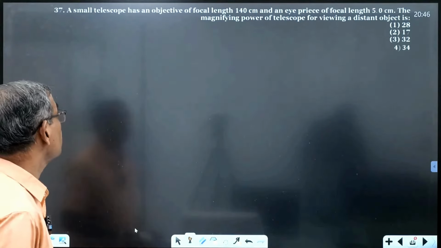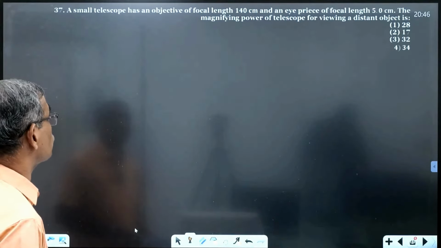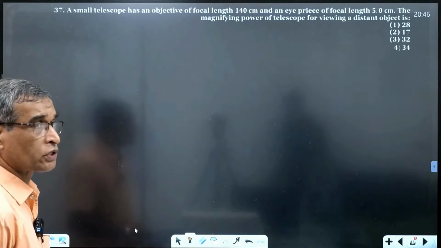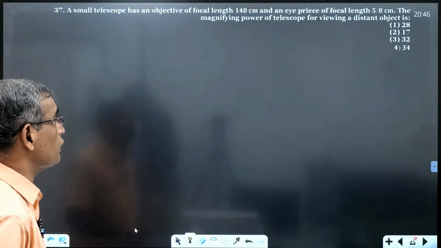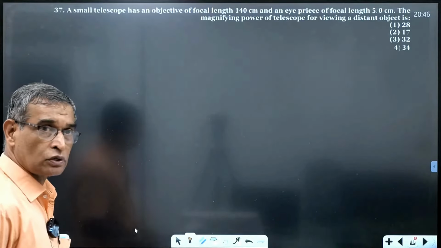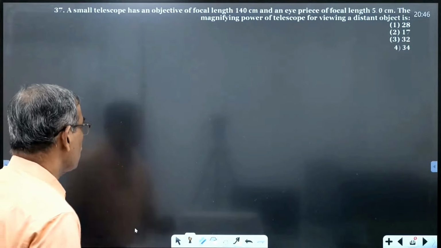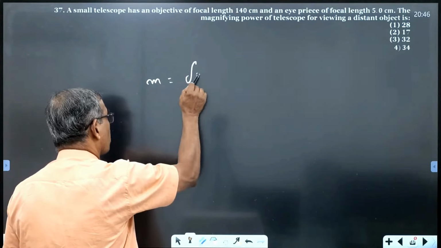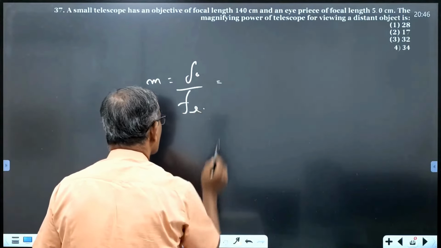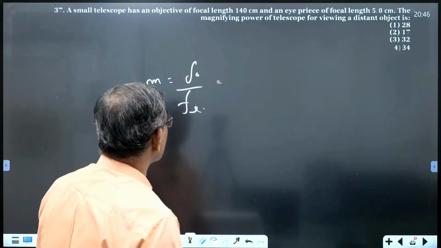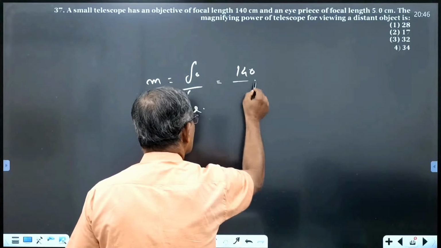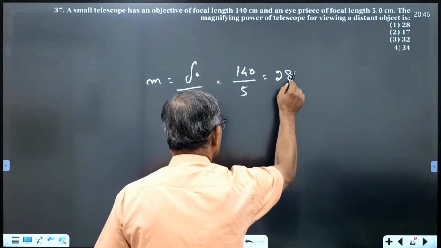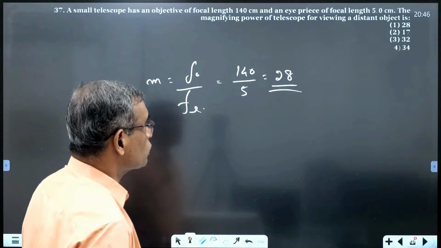The question reads like this: a small telescope has an objective of focal length 140 centimeter and an eyepiece of focal length 5 centimeter. Then the magnifying power of the telescope for viewing a distant object, that means for normal setting. For normal setting, magnification M for a telescope is given by fo by fe. fo is given as 140, fe is given as 5. The calculation is 28. So the option is 1.